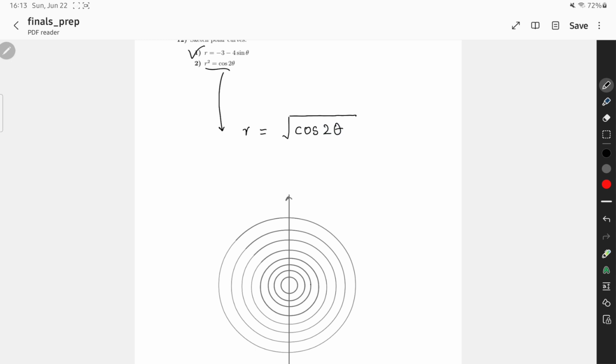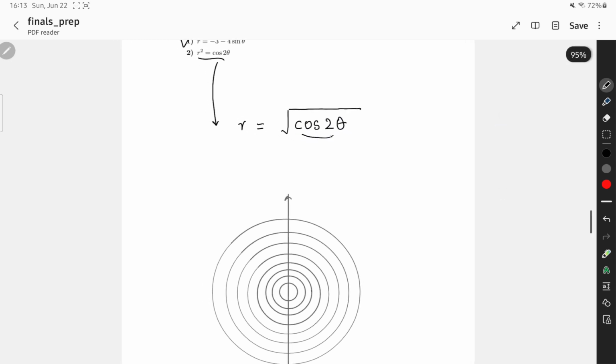Now you should remember that this necessitates, even looking at this, you can say that cos 2 theta needs to be greater than 0, or positive, because if cos 2 theta was negative, there would be a negative number under the square root, and that would be a problem. So we need cos 2 theta to be positive. When is cos 2 theta positive?